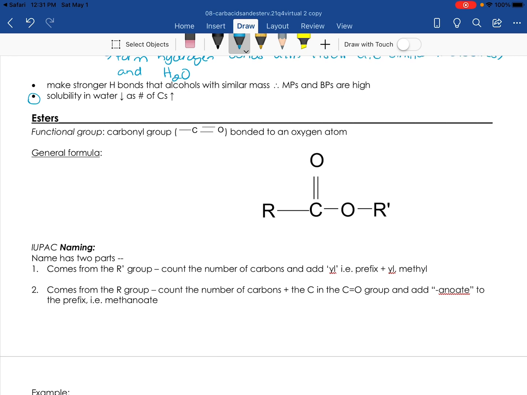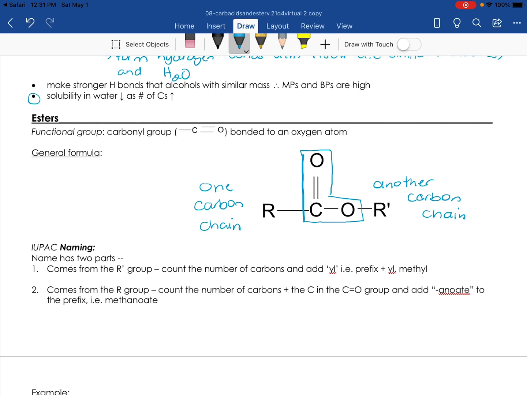Okay, so the ester group does have this C double bond O and an oxygen, but as you can see, it's missing the H. So this would be in between two chains. We've used R and R prime. So we have one carbon chain. It could be however long, and this is another carbon chain. They can be the same length. They can be different lengths. It doesn't matter. And what distinguishes them is the C double bond O.